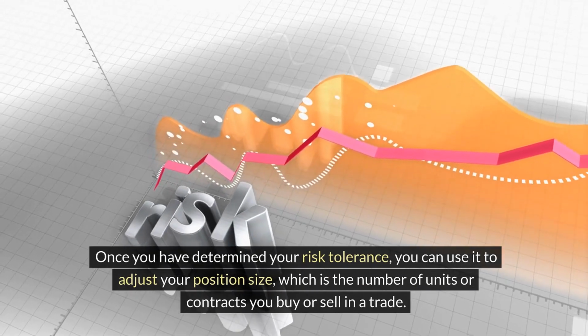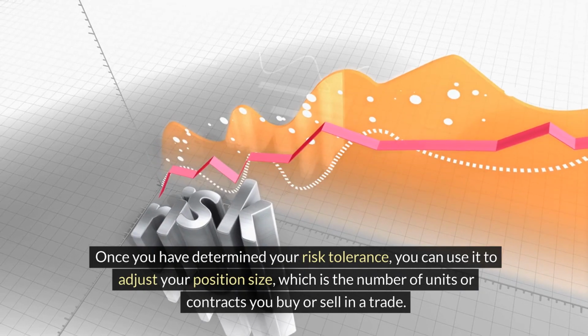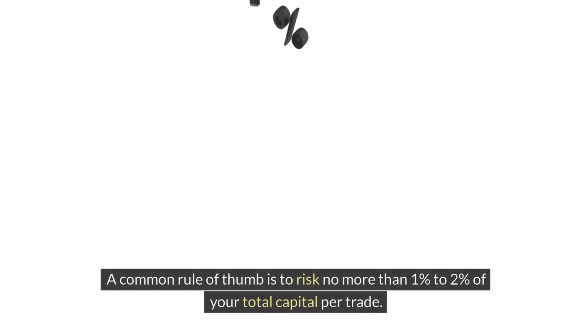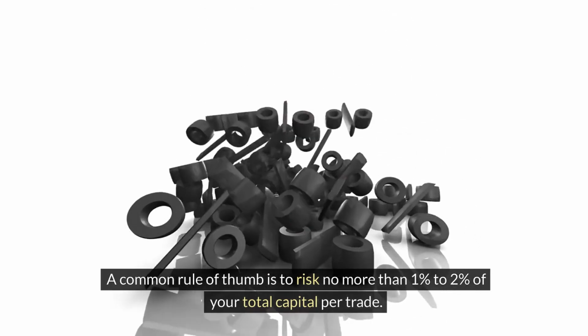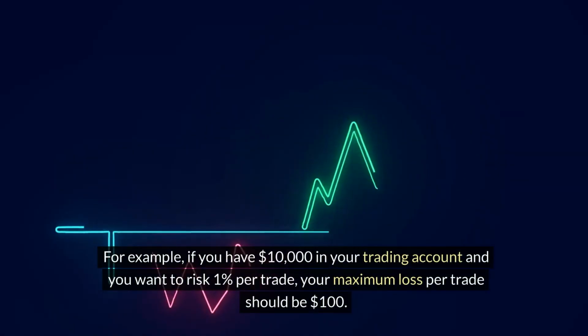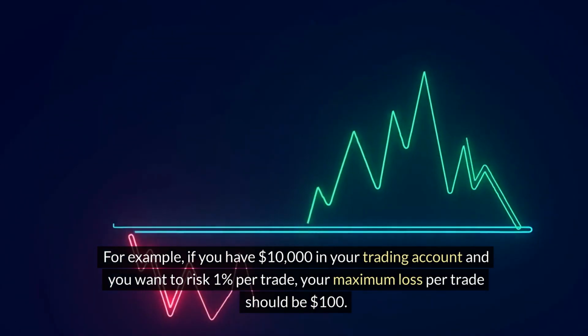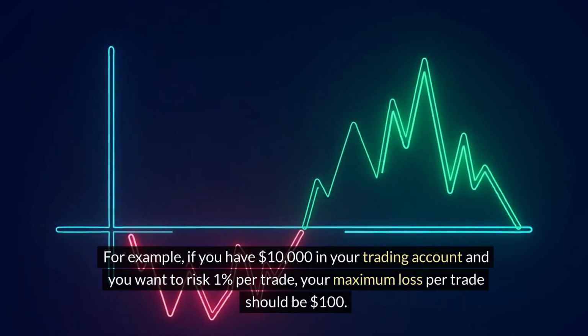Once you have determined your risk tolerance, you can use it to adjust your position size, which is the number of units or contracts you buy or sell in a trade. A common rule of thumb is to risk no more than 1% to 2% of your total capital per trade. For example, if you have $10,000 in your trading account and you want to risk 1% per trade, your maximum loss per trade should be $100.